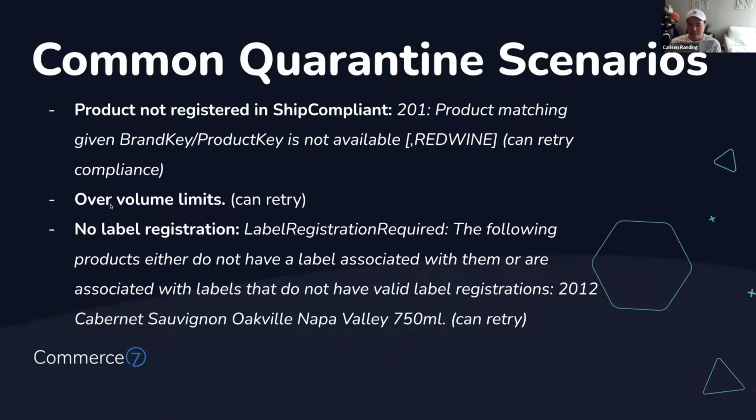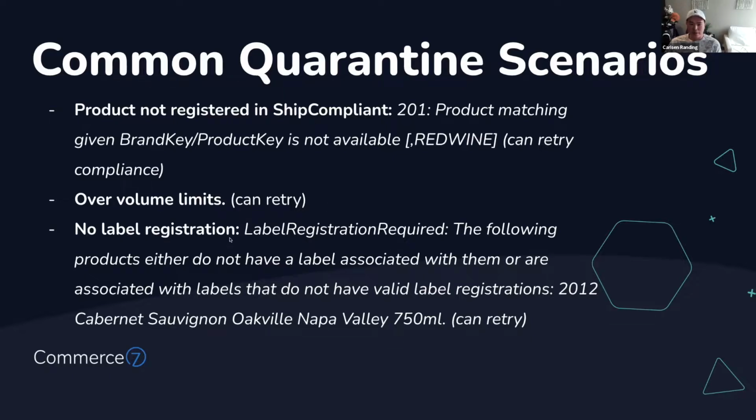Over volume limits: some states have limits to how many liters or gallons you can ship to that particular state in a given month. If you run into that compliance error, you'll get a compliance error message saying that it's over the limit and how much you're over the limit and what the limit is for that particular state. If you are able to address it, perhaps you perform a refund transaction to reduce the current limit. So now it opens up some room to process this transaction. You can retry it and it will work, assuming that you've addressed the original volume limit concerns.